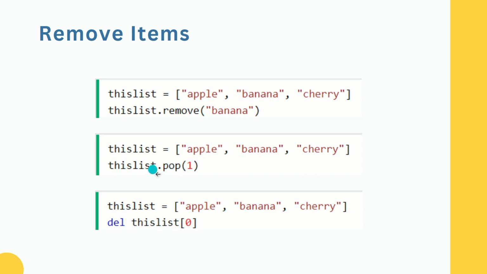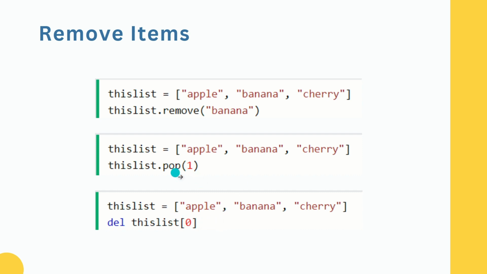Then there is another option where we know the index. Just using the index, if we want to remove the value stored on that index, we can use the pop function and then write the index in the bracket.